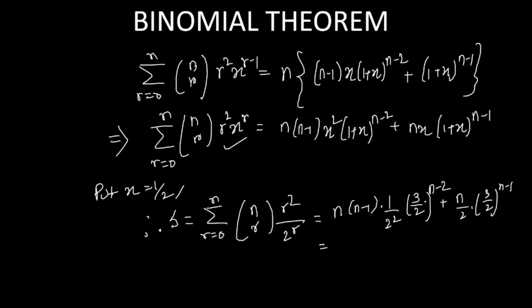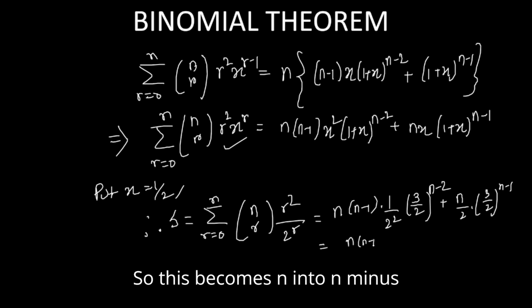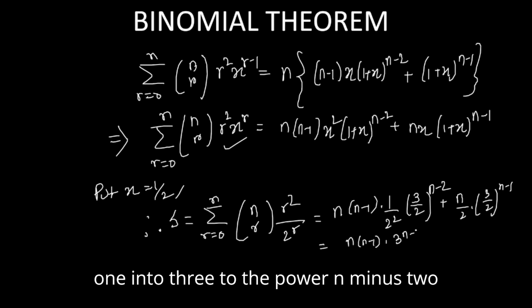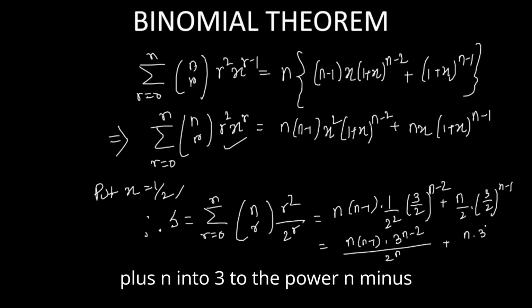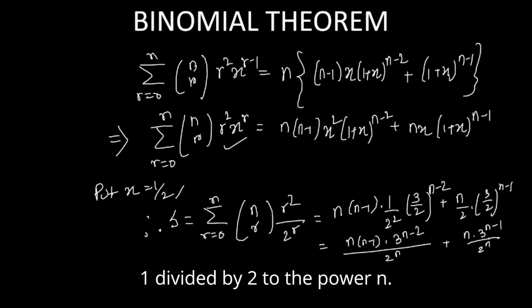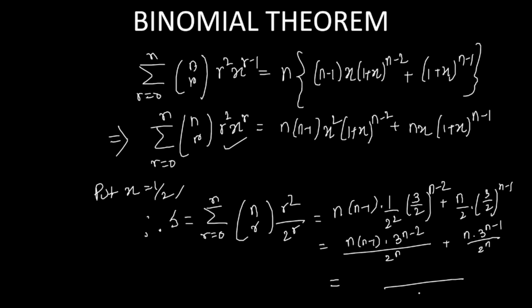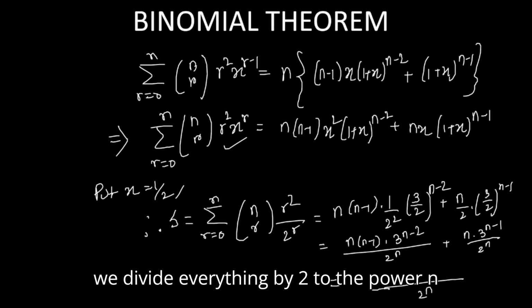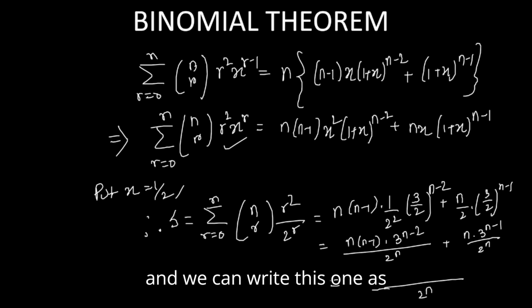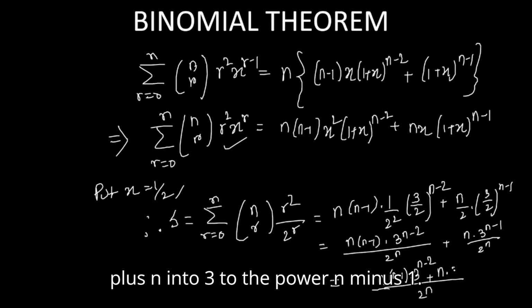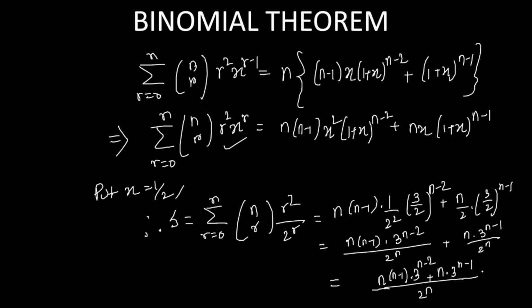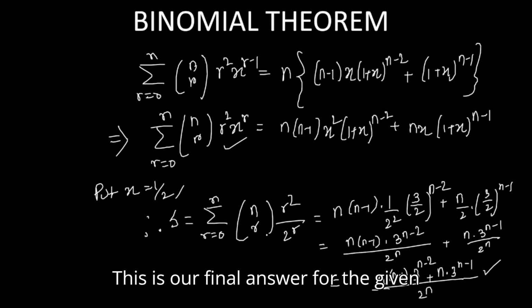Let's simplify it. So this becomes n(n - 1) 3^(n-2) divided by 2^n plus n 3^(n-1) divided by 2^n. And the final answer is then, when we divide everything by 2^n, we can write this as n(n - 1) 3^(n-2) plus n 3^(n-1). This is our final answer for the given sum.